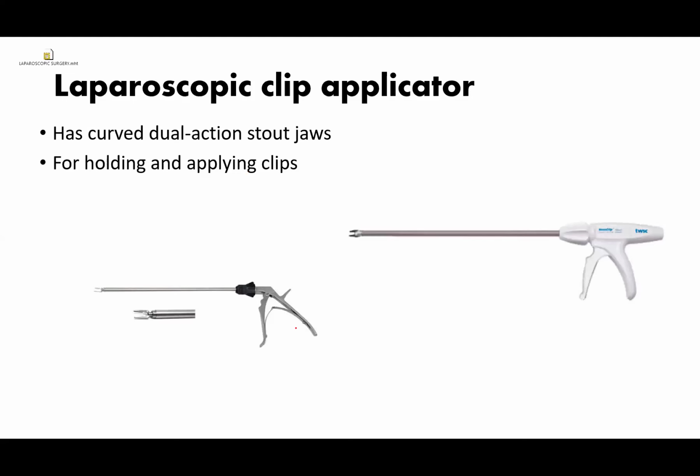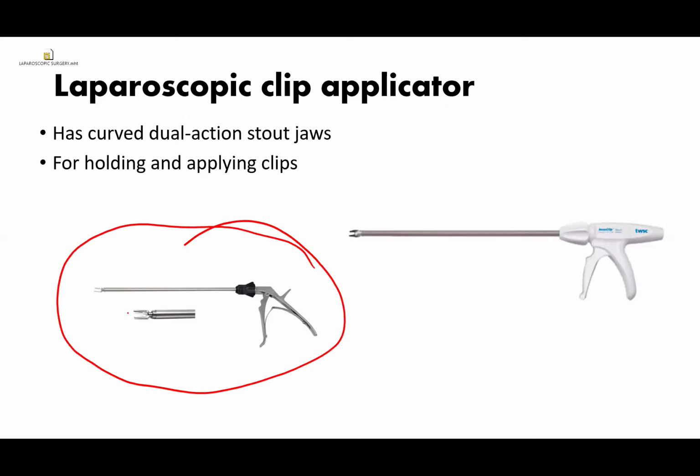Now, the laparoscopic clip applicator has a curved dual action taut jaw for holding and applying clips. It could either be reusable, where the clips come separately and are applied in the tip before clipping a tissue, or you have disposable ones that already have clips within the shaft, and as you keep on using it, the number reduces until it empties. And when you are clipping a tissue with the clip applicator, make sure the two ends are seen.